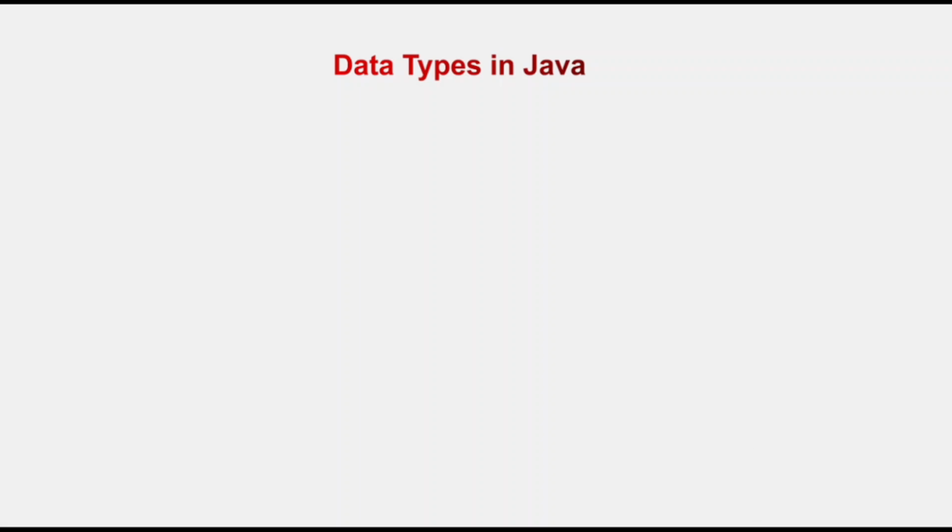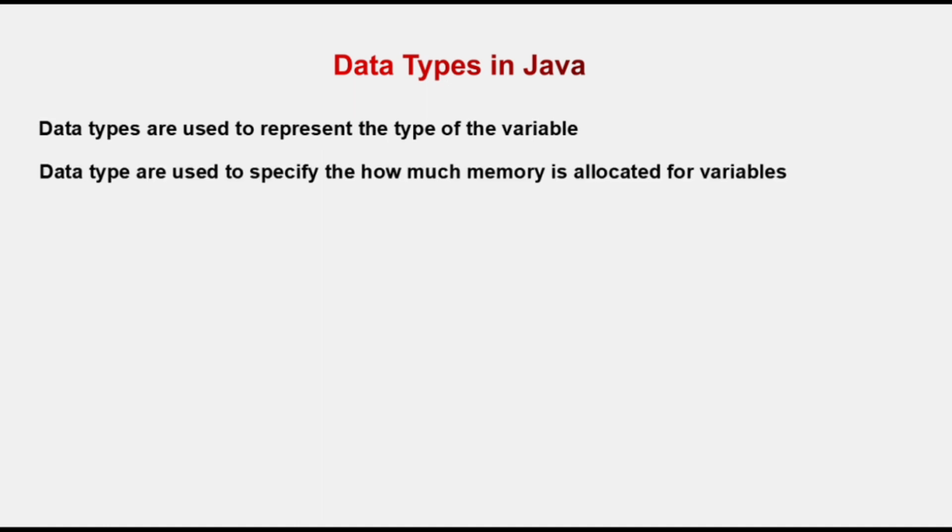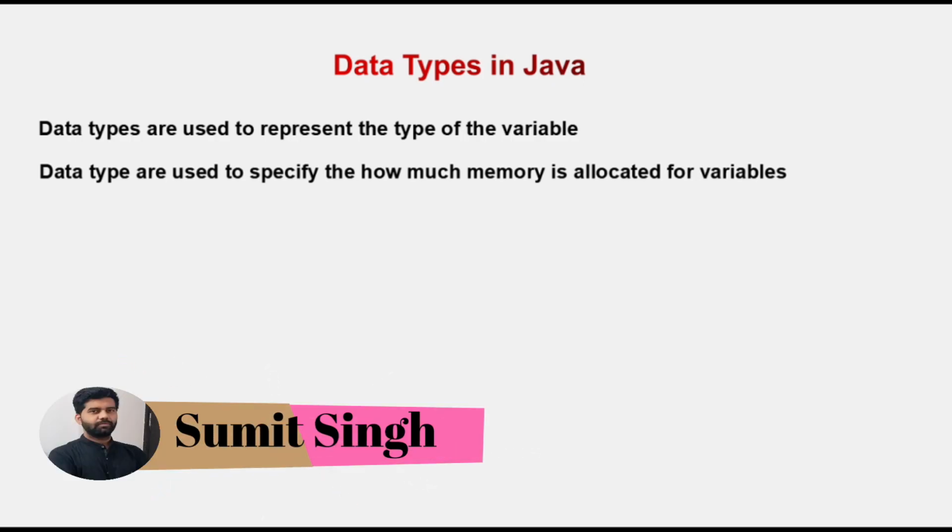So in this video we will learn about data types in Java. Data types are used to represent the types of the variable. Data types are used to specify how much memory is allocated for variables. We will try to understand with an example.